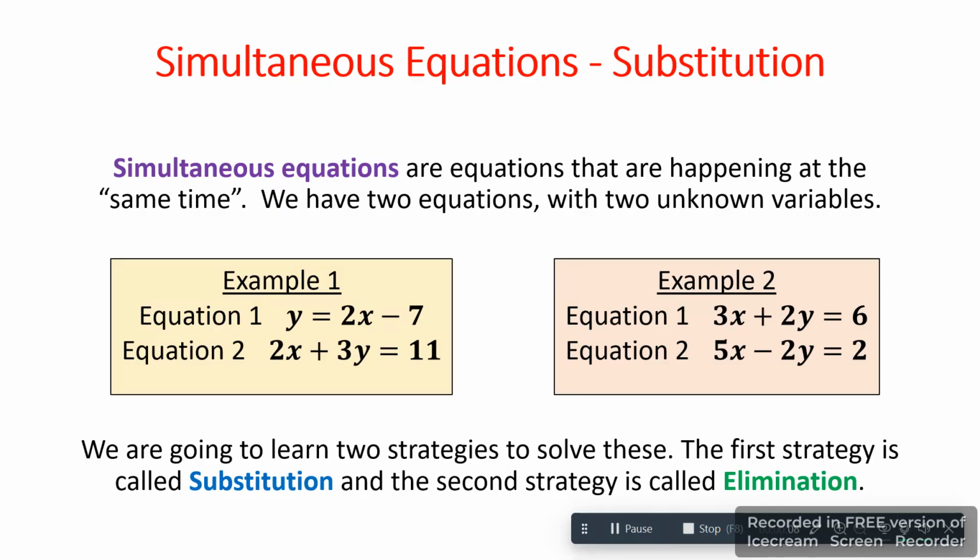Now, simultaneous equations are equations that are happening at the same time. We have two equations and we have two unknowns. We often use the variables x and y to represent the unknown. We're going to learn two strategies to solve these. The first strategy in this video is called substitution, and the second strategy in our next video is called elimination.